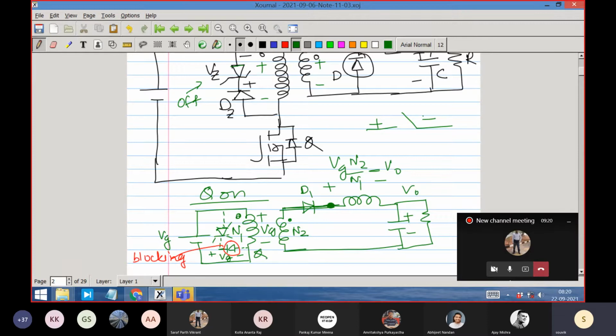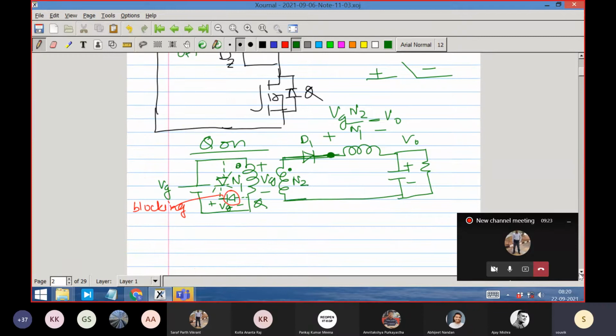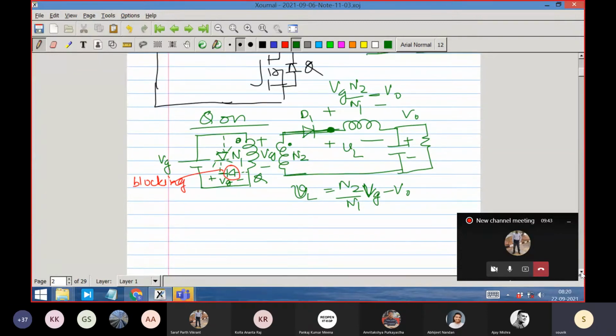Okay. So this is the on state, and the voltage across the inductor, if I consider this as VL, is nothing but N2 by N1 into VG minus V0. This is during on state, right? There is no current through this diode. Let me make it more clear, there is no current in whichever direction. This is IZ, if I call it, IZ is equal to 0. It is blocking, the Zener diode is blocking the voltage.